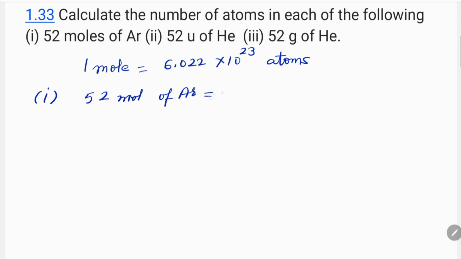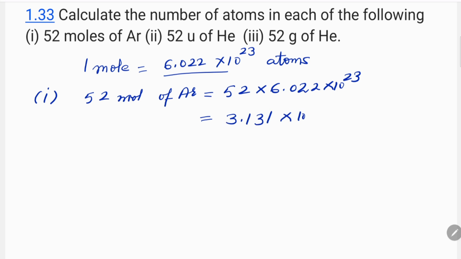So it's obvious that Avogadro's number is going to be multiplied by 52, which is 52 multiplied by 6.022 into 10 raised to power 23. When we multiply it, it comes out to be 3131 into 10 raised to power, because the decimal is going to move back after 3, so it is going to be 25. These are the number of atoms of argon.